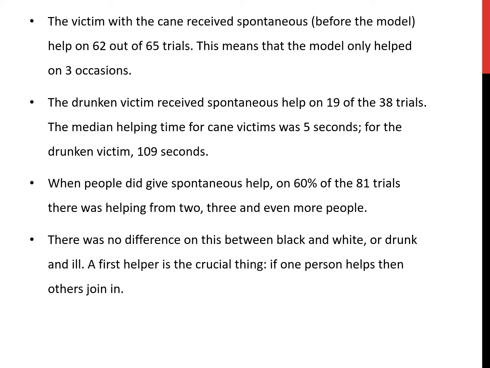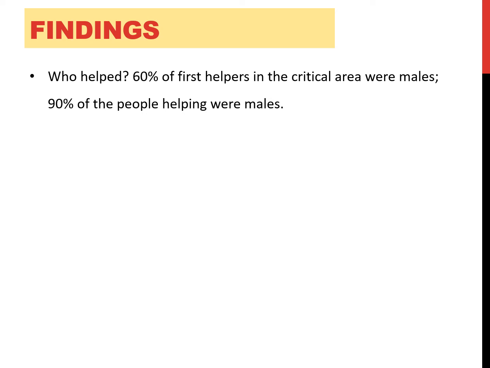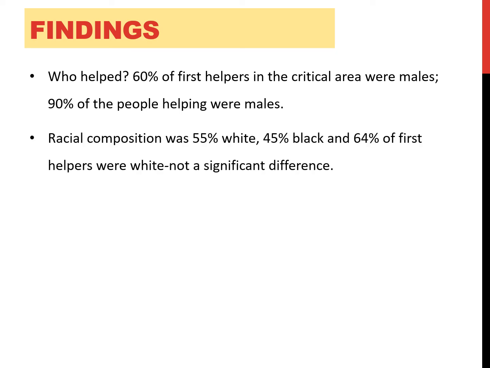If no one starts helping, no one will help. But if just one person helps, the others will join in. Okay, so who helped? 60% of the first helpers in the critical area were male, and in total, 90% of the people helping were male. So only 10% of those who helped were female, which is quite a huge difference between the genders. And then in terms of race, among the 4,450 participants, 55% were white and 45% were black. And then 64% of the first helpers were white, although it was stated that it's not a significant difference, meaning it's just a slight difference between white and black.